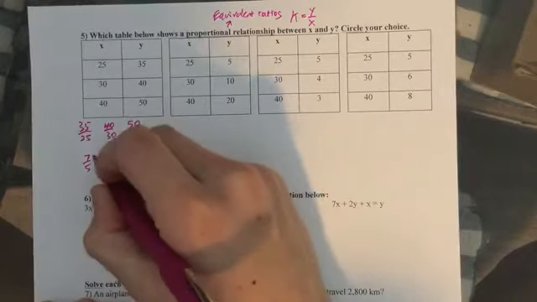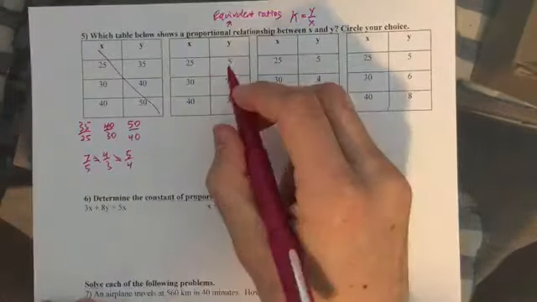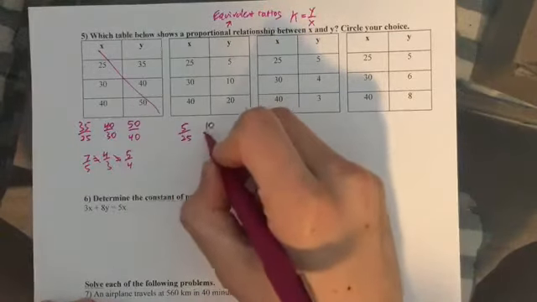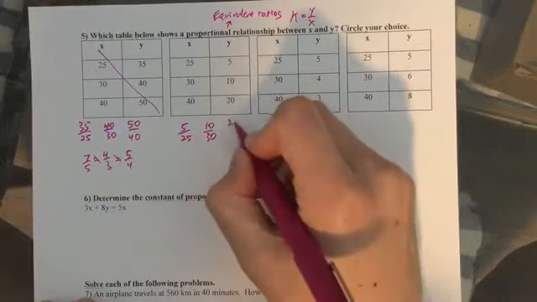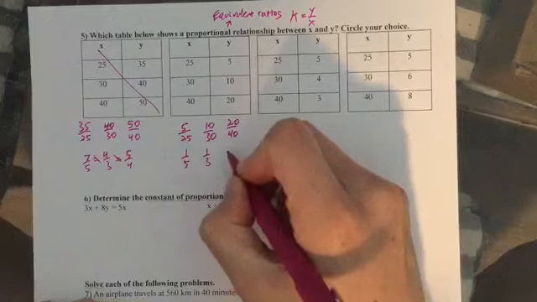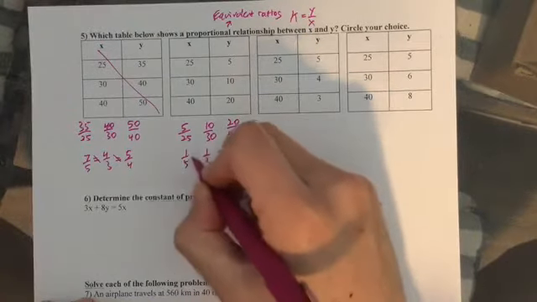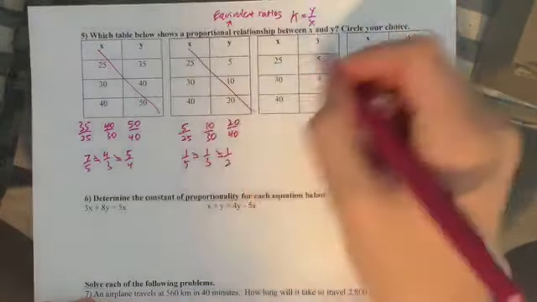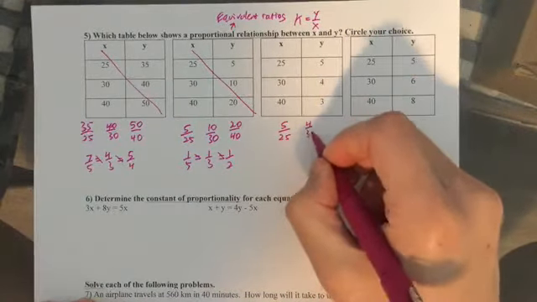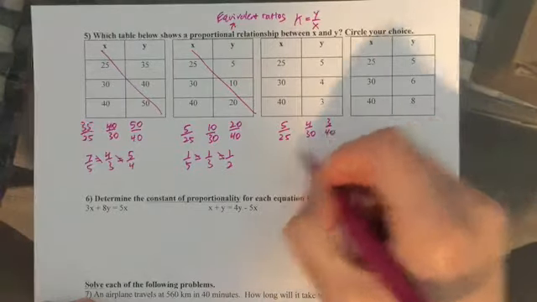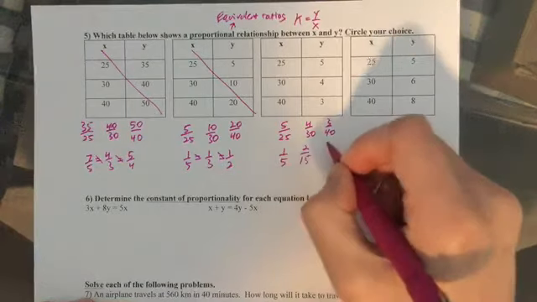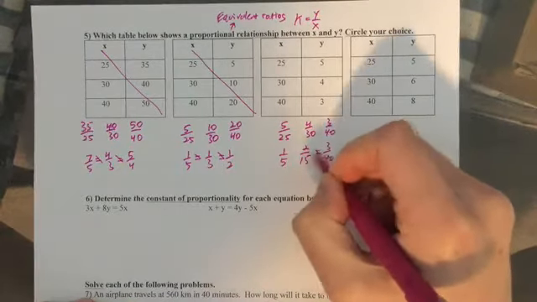Those are all not equivalent, so it's not that guy. Let's see, y over x: 5 over 25, 10 over 30, and 20 over 40 would be 1/5, 1/3, and 1/2. Those are not equal. Let's see this one. 5 over 25, 4 over 30, 3 over 40: 1/5, 2/15, and 3/40. Those are not equal either.